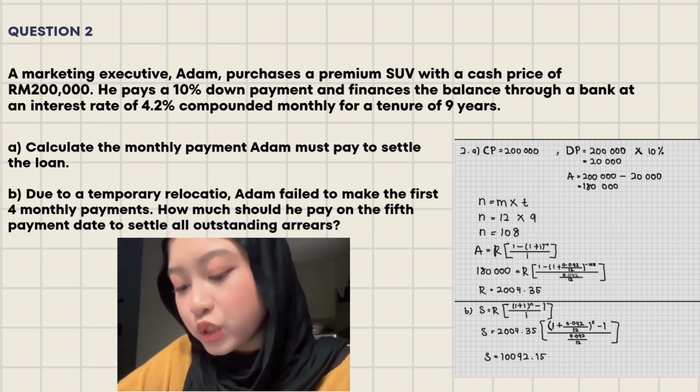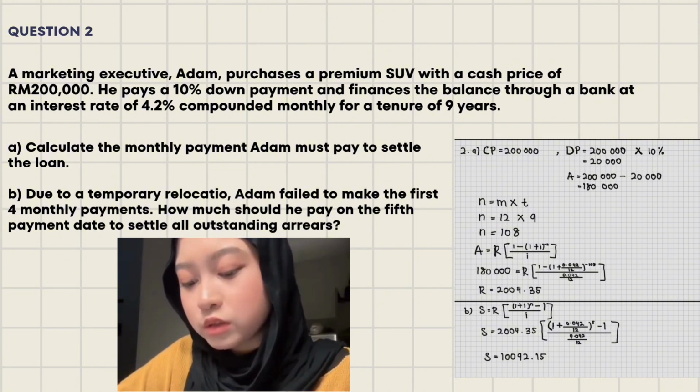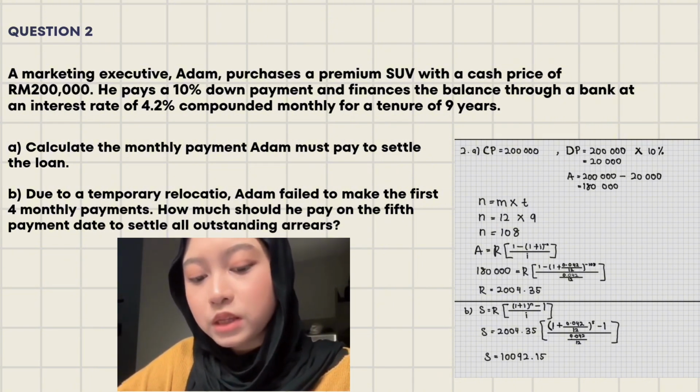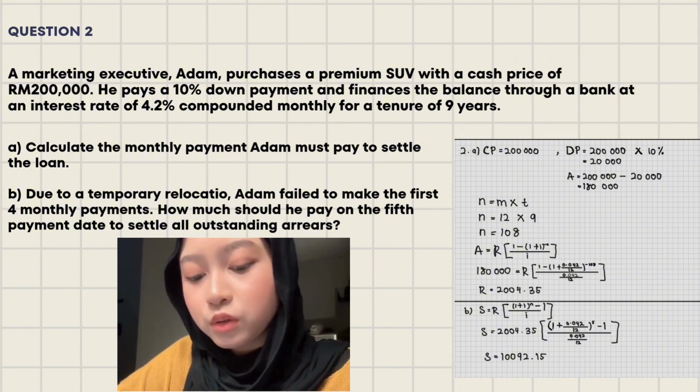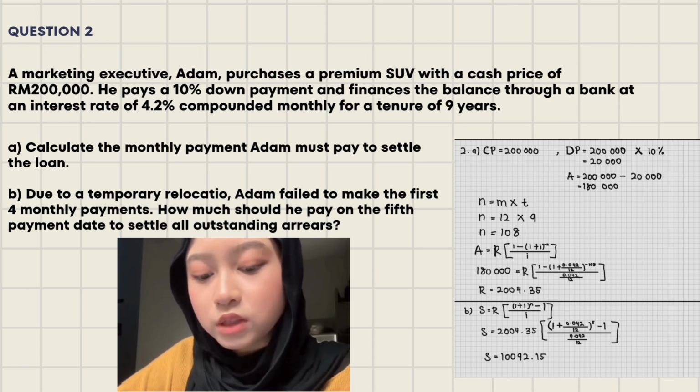So we got cash price and down payment. The cash price is 200,000 ringgit. So to search for down payment, we have to multiply by 10%, which is 200,000 ringgit times 10%, equals 20,000 ringgit. So to search for A, it is cash price minus down payment. 200,000 minus 20,000 equals 180,000 ringgit.